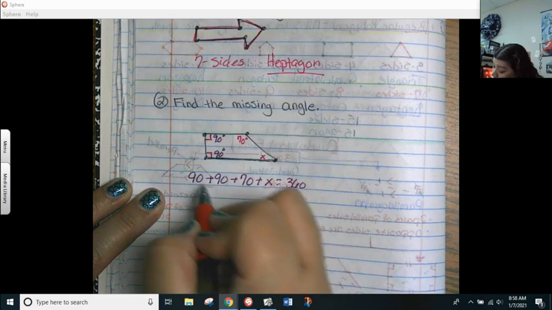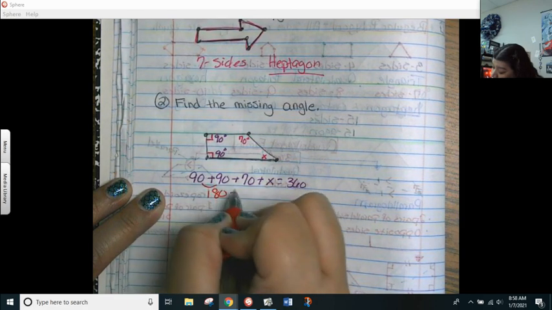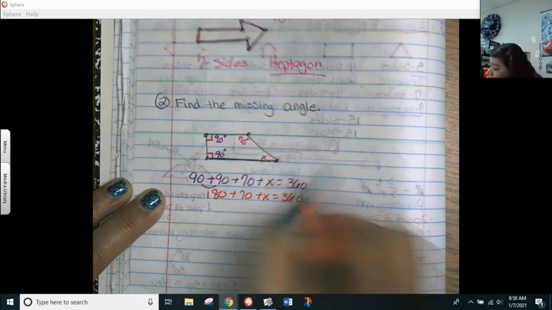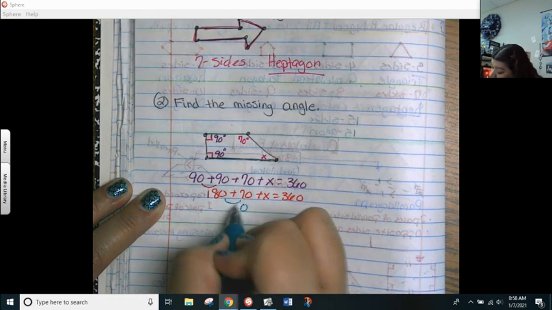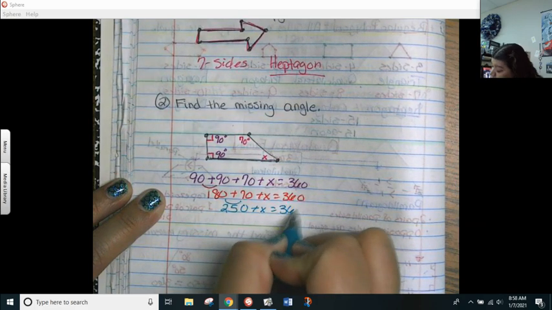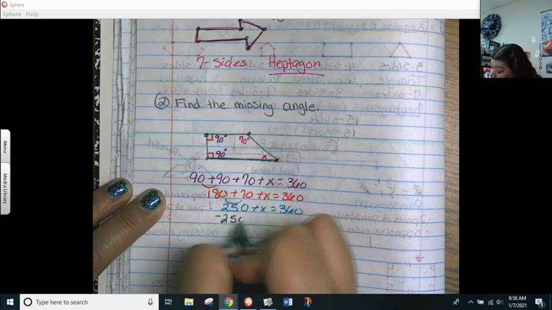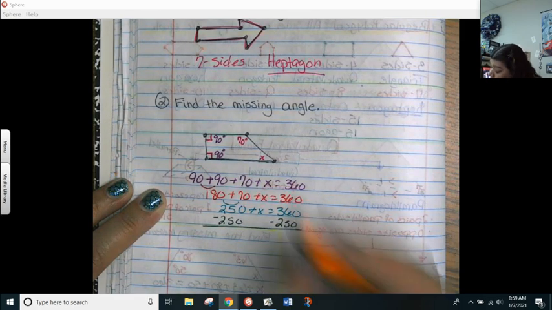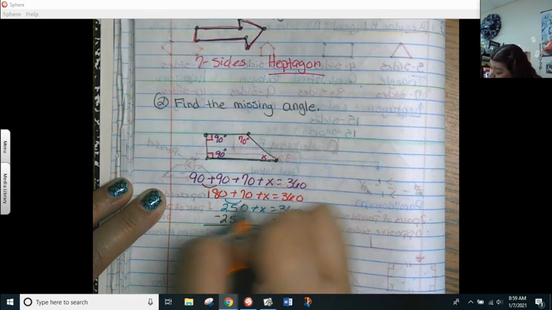Okay, so now I can do the math. 90 and 90, these two right here, will equal 180. Okay, then 180 and 70 is 250. And now that I know everything is 250, I can subtract 250 from 360. So just subtract 250 from 360, and your final answer comes out to be 110.